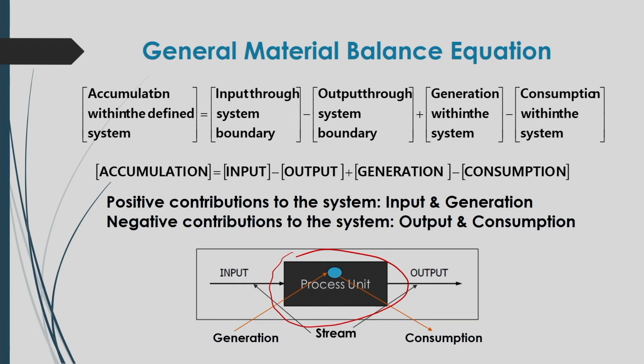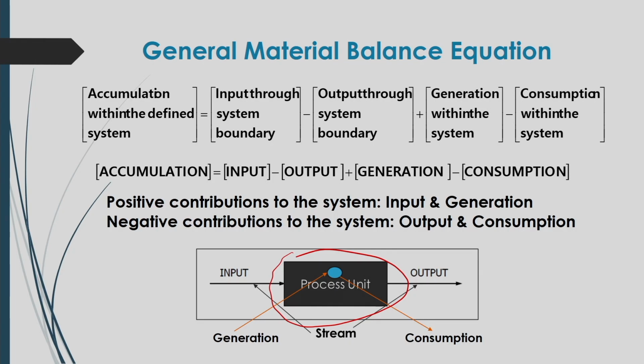Now, that input may have a certain flow rate that is known to you or may not be known to you. Anyway, it will be regarded as the input amount, and then the amount coming out from that process unit, through that boundary, will be called the output through the system boundary, and it will be regarded simply as output.